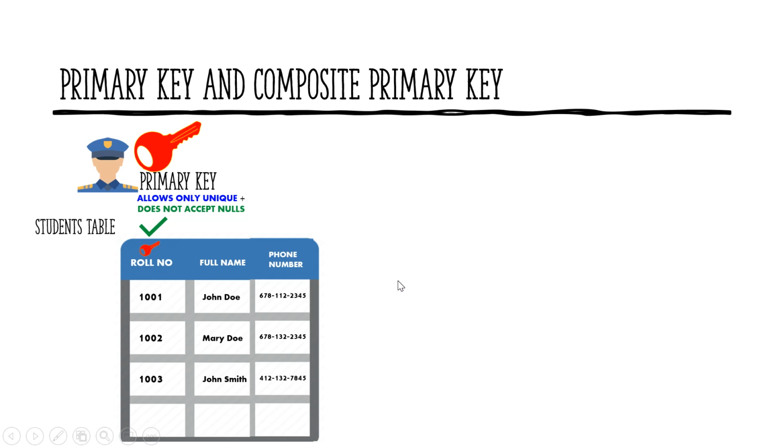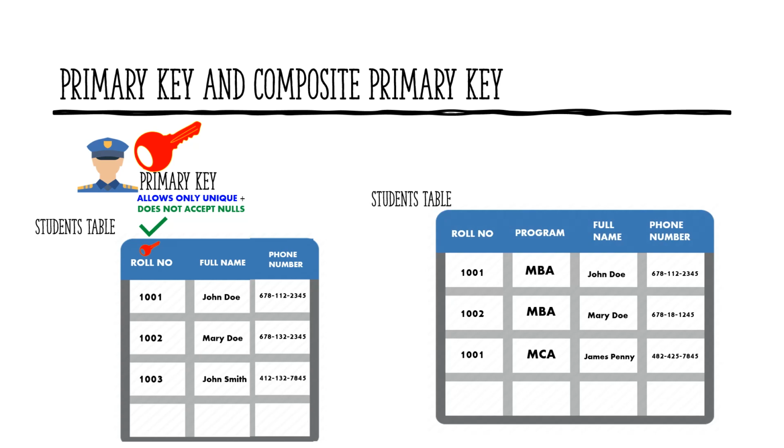So now I would like to add another column to my students table, a program column, where I get the information about which program the student chose. So I have roll number 1001 and program MBA for John Doe, roll number 1002 MBA for Mary Doe, and 1001 MCA for James Penny. So here, if you see, the roll number is being duplicated and my primary key will fail here.